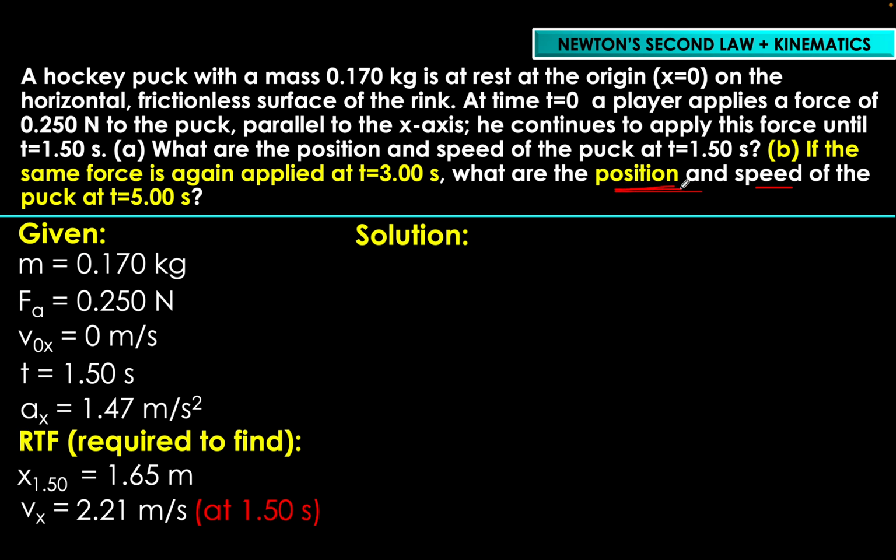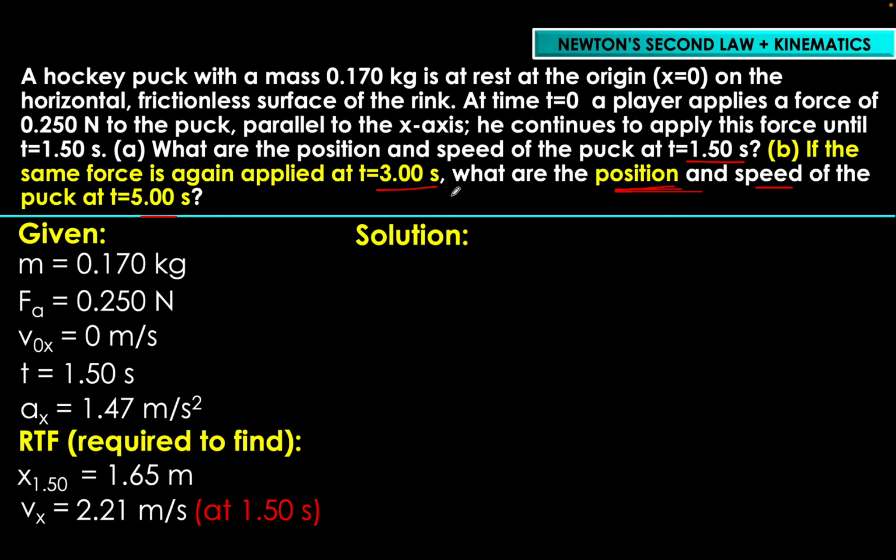So for you to know where the hockey puck is after 5 seconds, let's just have a visualization first of the problem because I want you to notice something. It actually skipped something in the motion of the hockey puck. So the first part we analyzed up to 1.50 seconds, and then all of a sudden at part B we're at 3.00 seconds. So it's important to take note that this problem skips whatever happens in between 1.50 to 3 seconds.